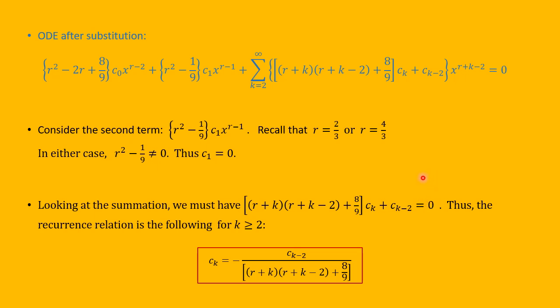Now, we can solve this for c sub k. Subtract c sub k minus 2 from both sides of this equation, and then divide by this factor over here. So c sub k then is equal to minus this fraction, c sub k minus 2 over the denominator r plus k times r plus k minus 2 plus 8/9. This is our recurrence relation.